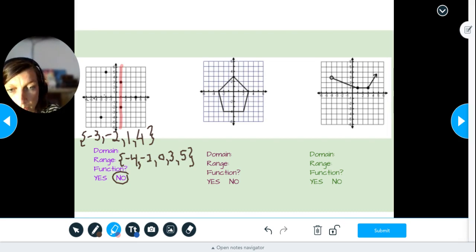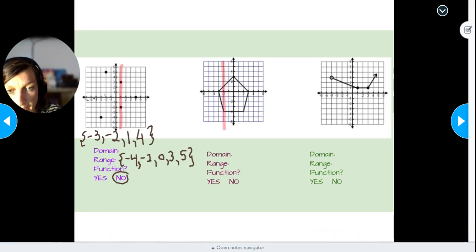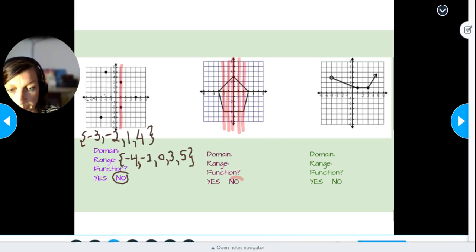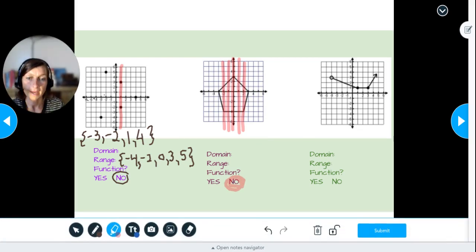Now let's do it for the second one. I'm going to show you that too. And it fails many, many times because all of these buddies here will not pass the vertical line test. It is not a function. The x values produce more than one output, and therefore it's not a function.